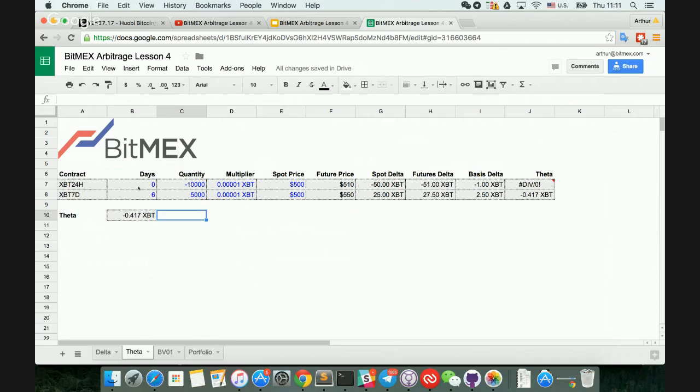Now, this is a very important concept to calculate your theta, because what you want to know is whether your portfolio is making or losing money every day just from existing. Some trades that you put on, you're benefiting from time elapsing, because essentially you're selling volatility, and you want time to elapse as quickly as possible so that you can make that difference between two futures contracts or futures contracts and spot.